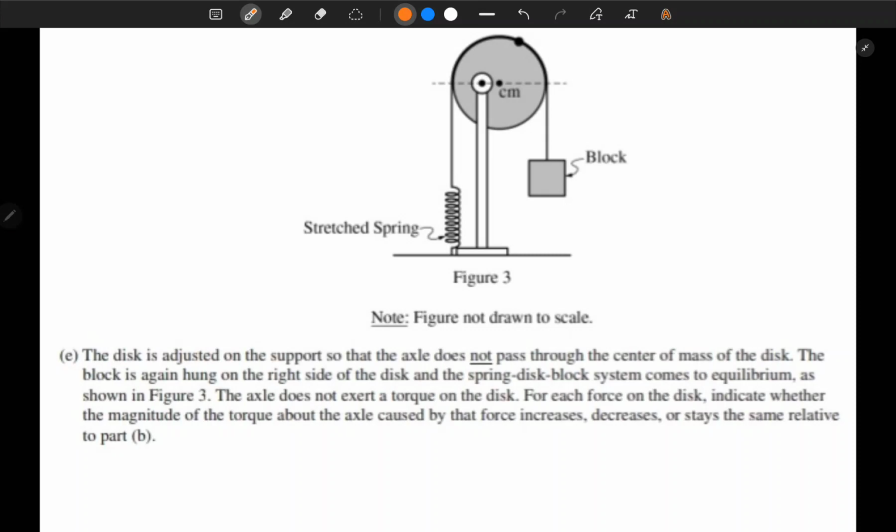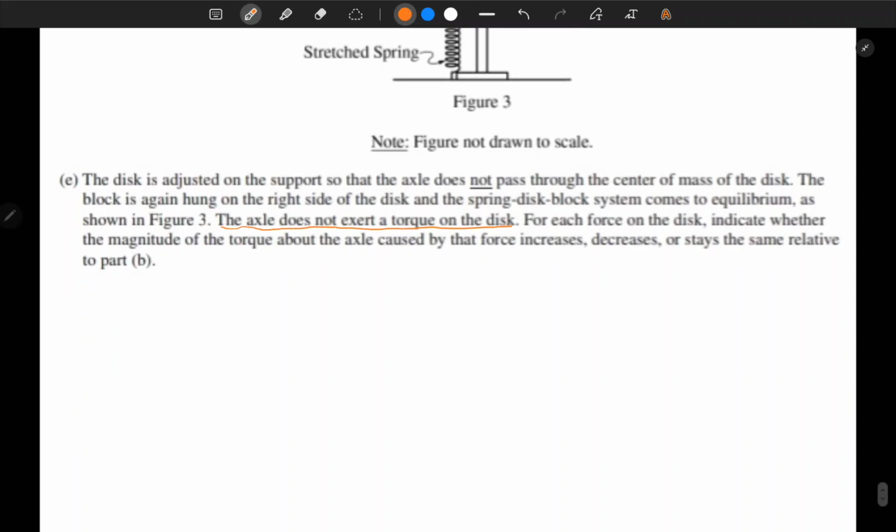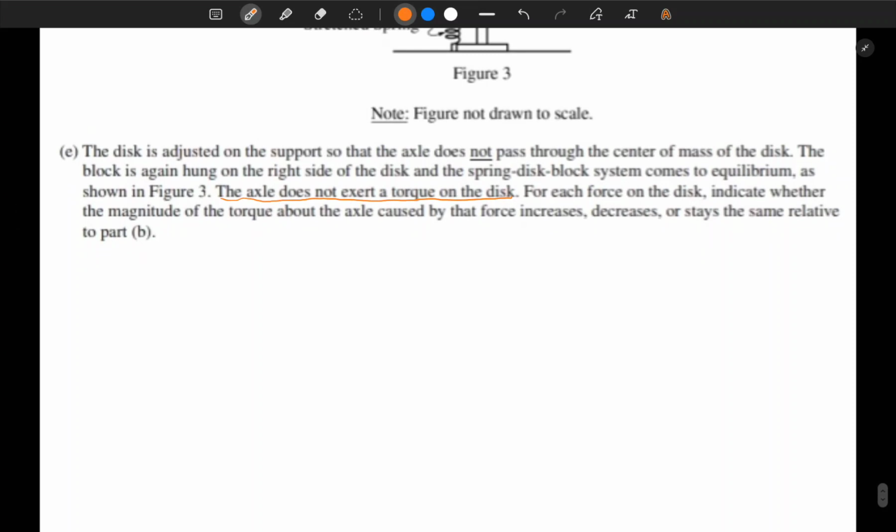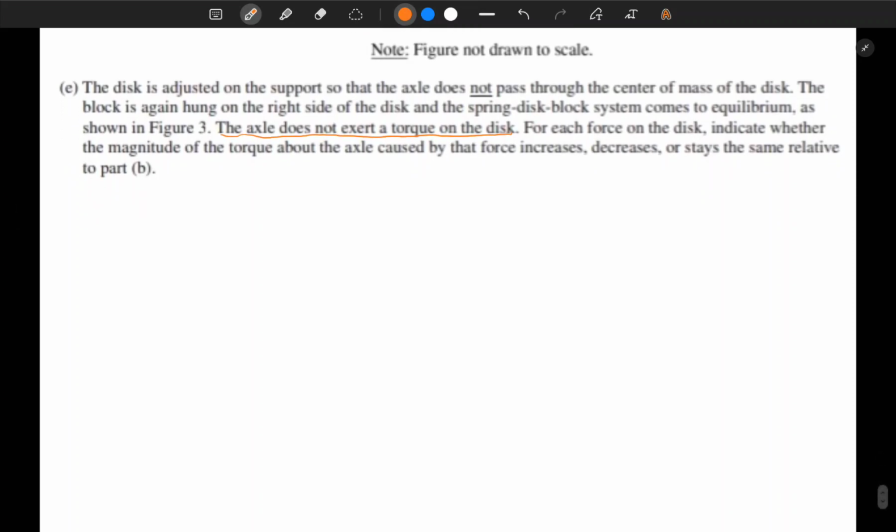The axle does not exert a torque on the disk. So that's an important point, that the axle does not exert a torque on the disk. For each force on the disk, indicate whether the magnitude of the torque about the axle caused by that force increases, decreases, or stays the same relative to part B. So, let's begin. We have three torques acting on the system.